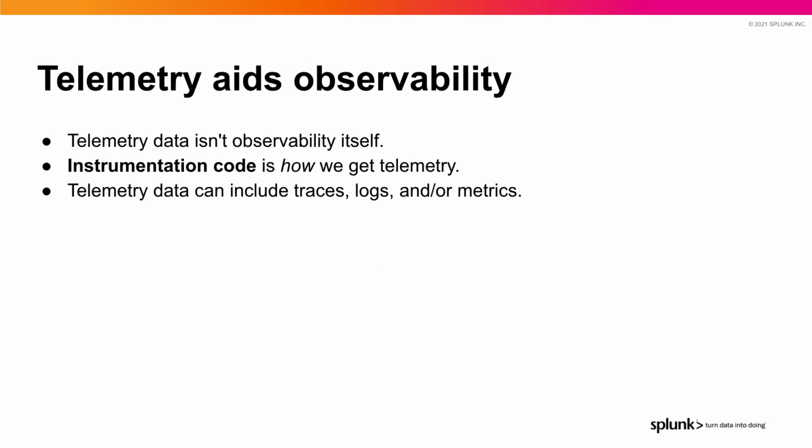Now, one thing to factor in is that telemetry aids observability. Telemetry data isn't observability itself, and it's important to note that instrumentation code is exactly how we get telemetry. And that telemetry data can include things like traces, logs, and/or metrics. So it's important to factor that in.